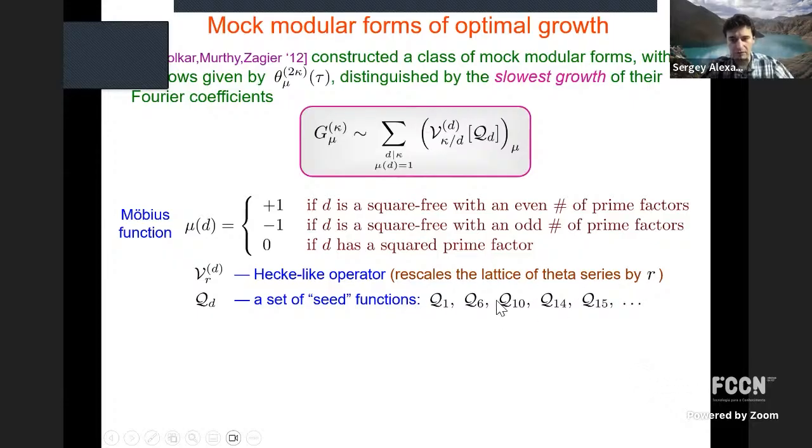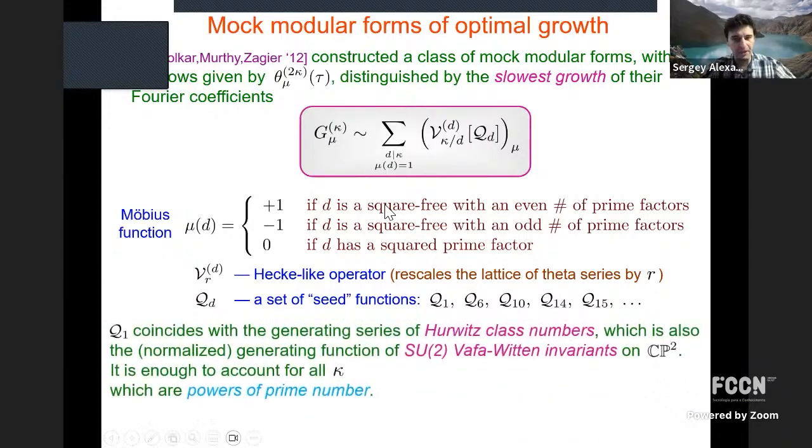So they know how they look like. And then you just apply to these functions a certain family of Hecke-like operators, which I don't specify. You can find them in their paper. So in other words, we know how to construct our functions capital G and hence the solutions of the modular anomaly.